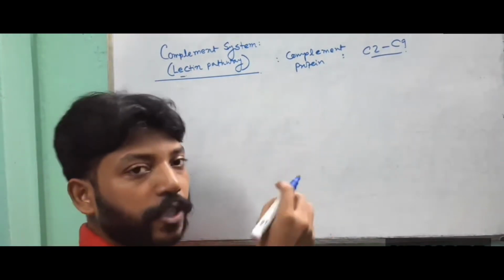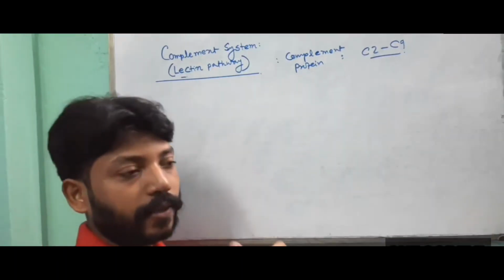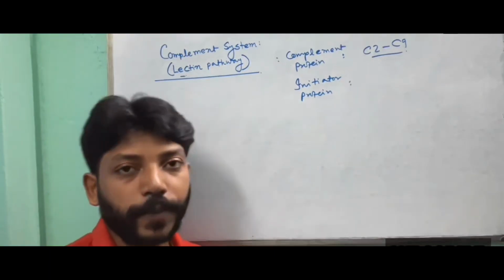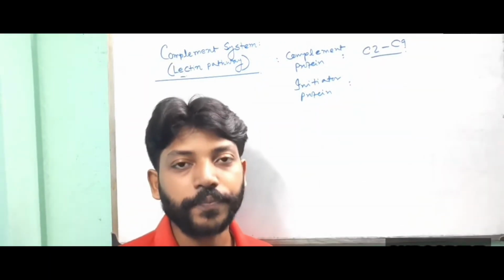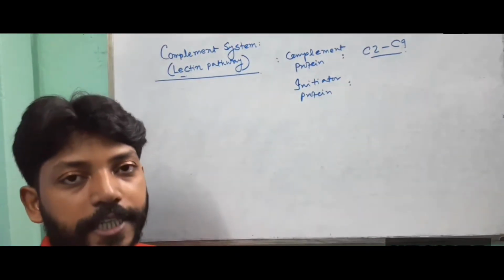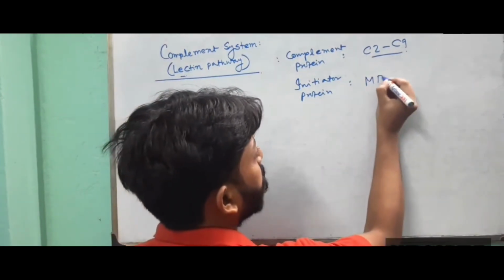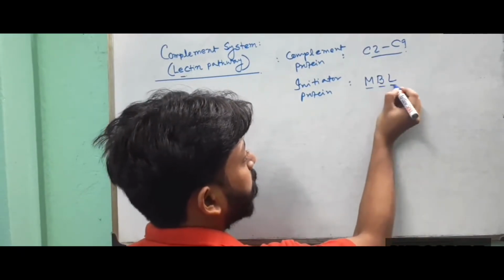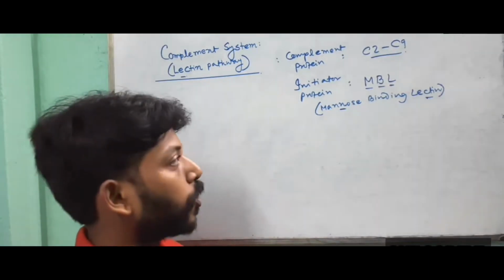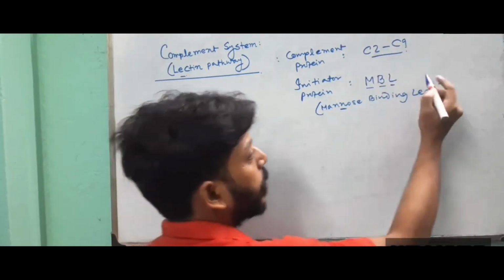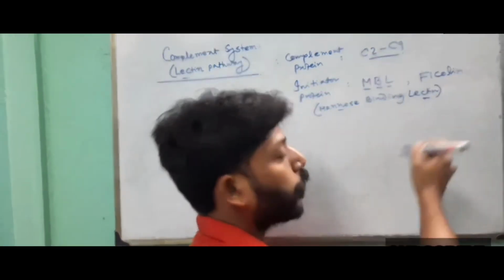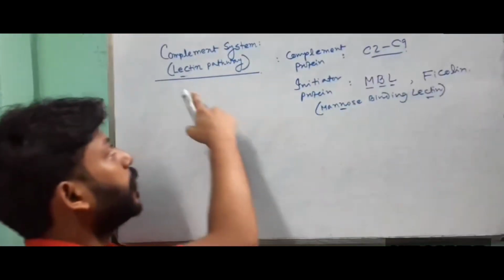But there is a difference between the lectin pathway and the classical complement pathway: the initiator protein. In the classical complement pathway, the initiator protein is C1q. But in the lectin pathway, the initiator protein is MBL, which means mannose binding lectin. Lectin means carbohydrate and mannose is a sugar. Very recently it was discovered that another protein called ficolin also acts as an initiator protein in the lectin pathway.